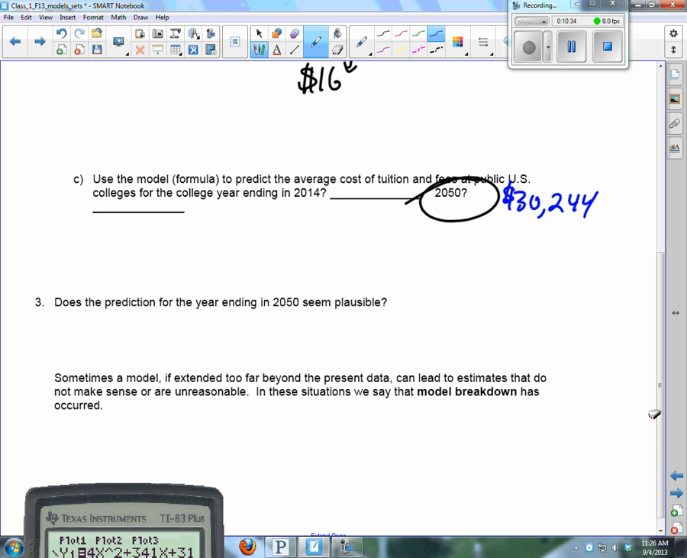Let's see, how many years is that? 37 years? I probably won't even be alive. But, you know, I hope I'm not. Anyway, so I won't know how to test whether this model was accurate or not.